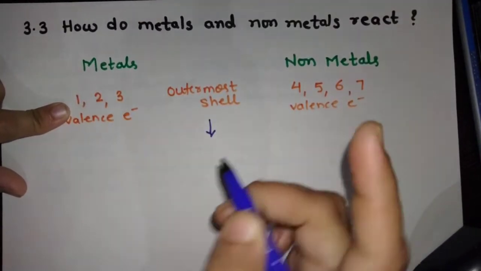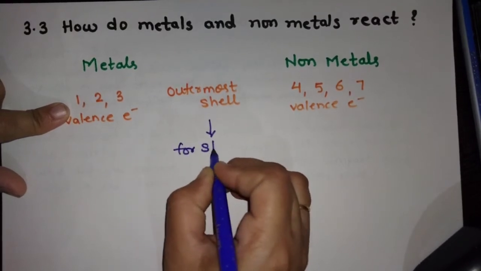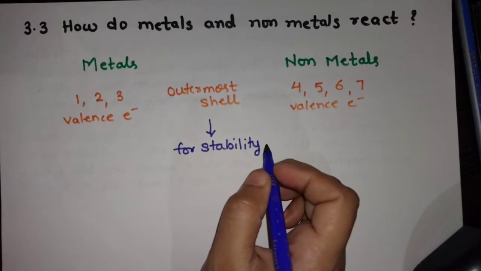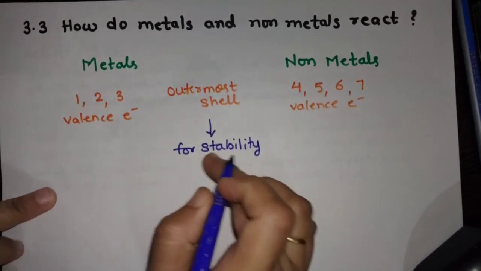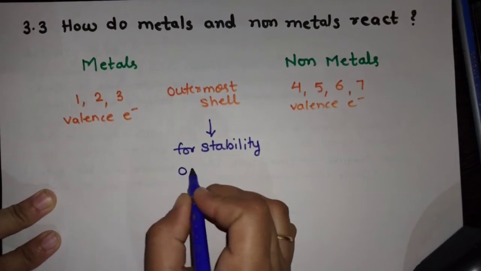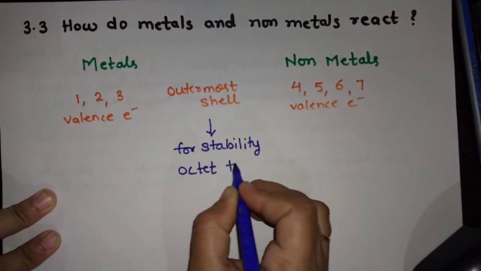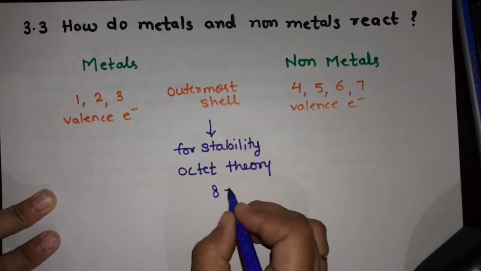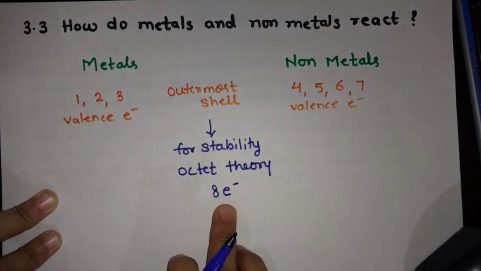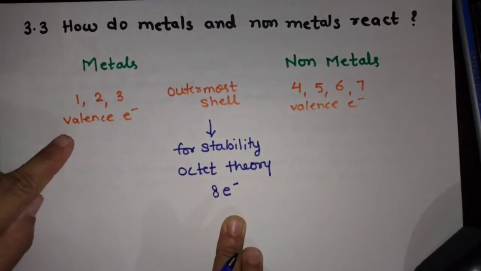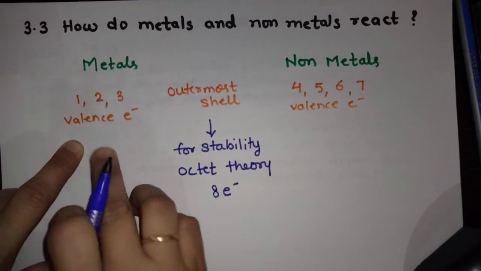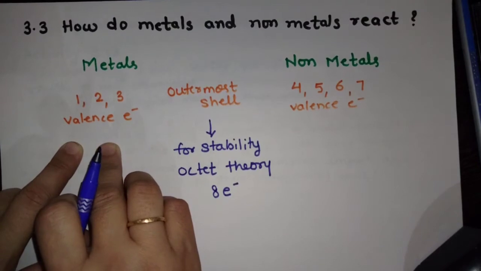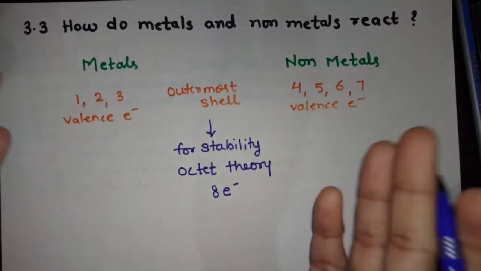So for stability, the metals and non-metals react. Why? Because for stability according to octet theory, they must have 8 electrons in their outermost shell. To complete these 8 electrons, metals lose their electrons and non-metals gain these electrons from the metals. So in this way the metals and non-metals react.